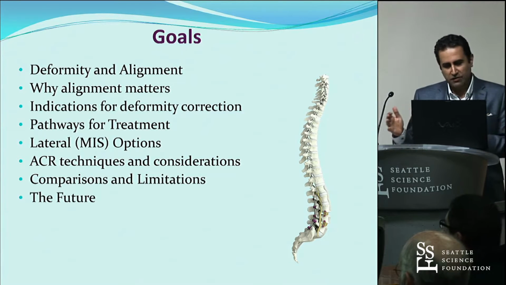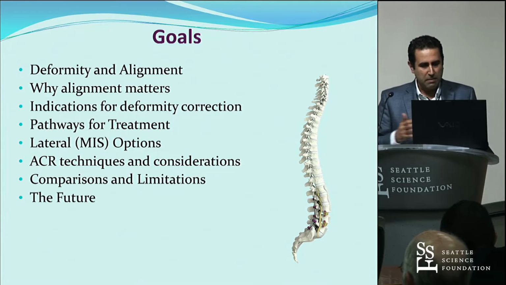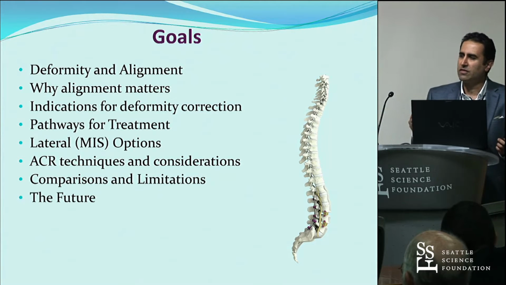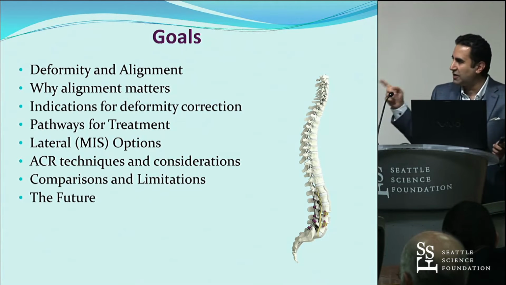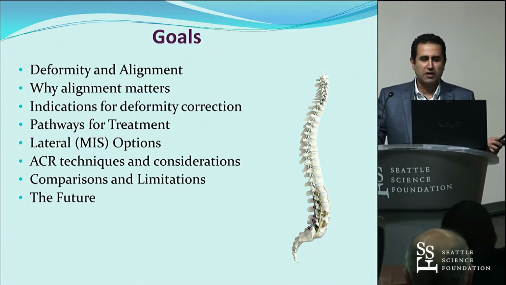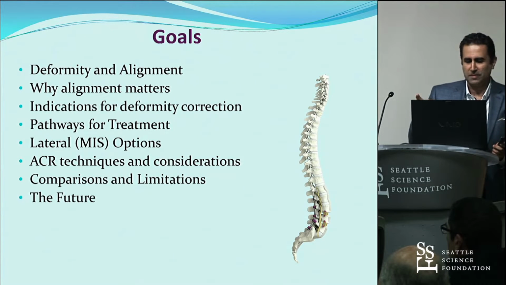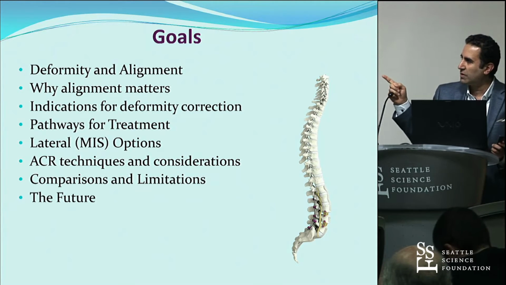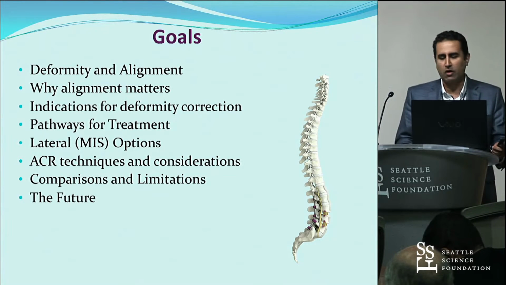After all, patients with deformity have had to live with malalignment for many, many years, maybe even pre-symptomatically or asymptomatically. And then you have to understand the indications for deformity correction and understand that they are intrinsically linked with indications for alignment correction. Then some pathways for treatment, lateral options, which is the focus of this talk.